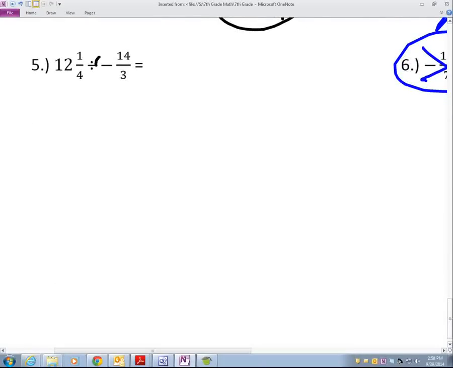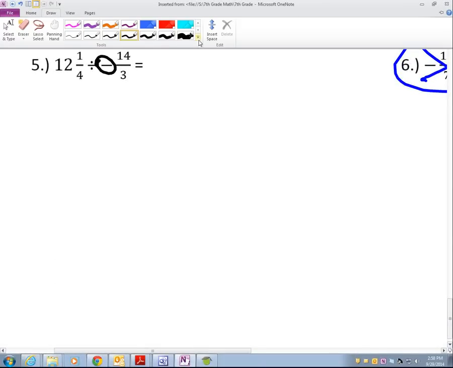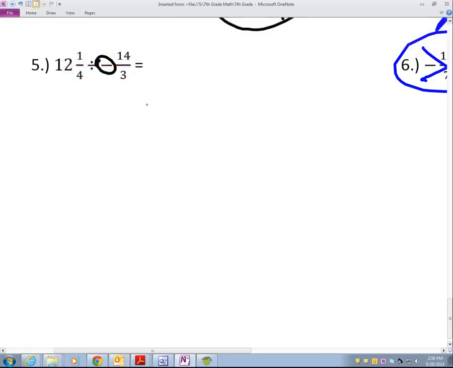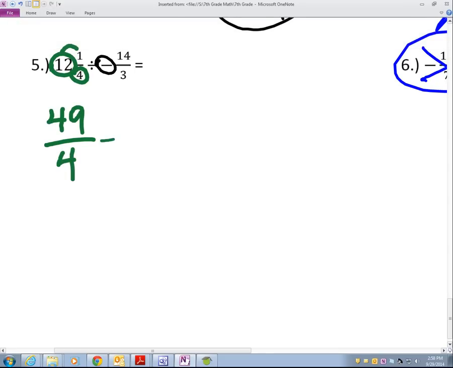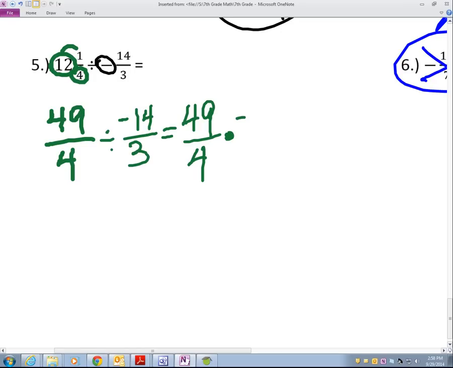This one, we have a negative here, so it's going to be negative. So we have 4 times 12 plus 1. 4 times 12 is 48, plus 1 is 49 fourths, divided by negative 14 thirds. Next step, leave the first one how it is. Times, there's the third step. Multiplicative inverse.